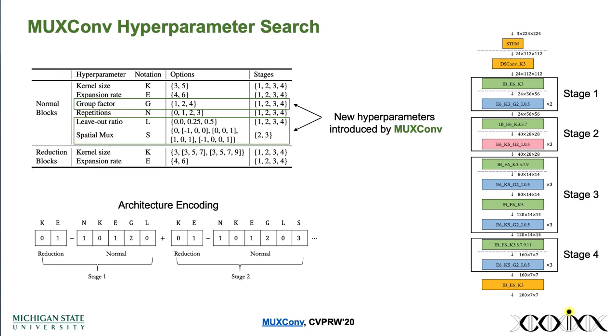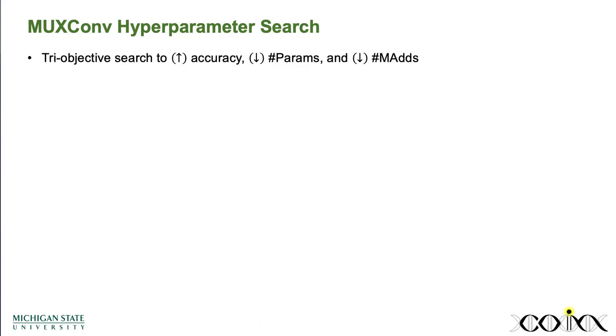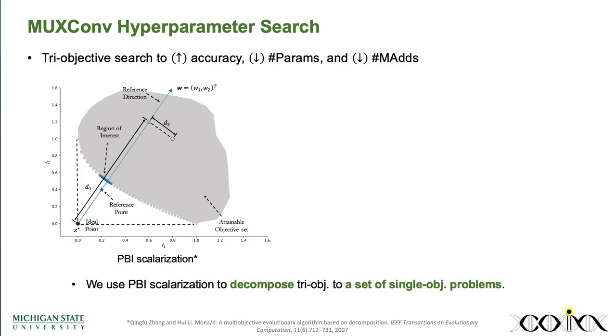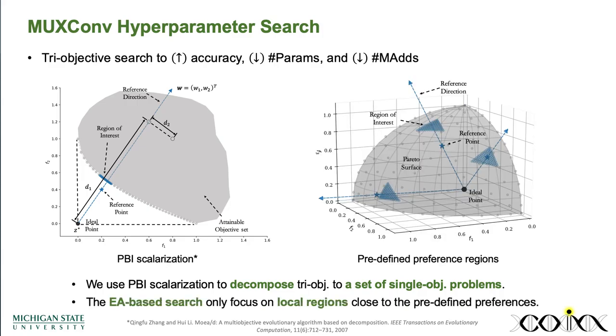To simultaneously optimize for accuracy, model size, and efficiency, we use the penalty boundary intersection method to scalarize the 3-objective problem into a set of single-objective subproblems. Then we use an evolutionary algorithm to solve these subproblems jointly. To make the search more efficient, we supplied a few preferences as reference points to guide the search to focus only on finding models that are close to these preferences. Please refer to the paper for more details.